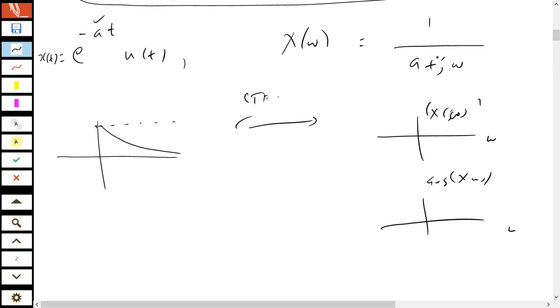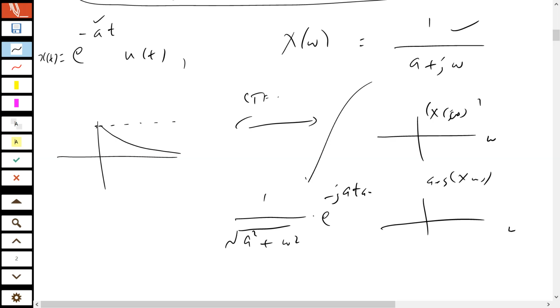Yeah, you can always write this in the polar form. It will be the square root of a squared plus omega squared, and because it's in the denominator, it will be exponential of minus j times the arctangent of omega divided by a. And actually this arctangent will not work, I mean, there is this two-argument version.